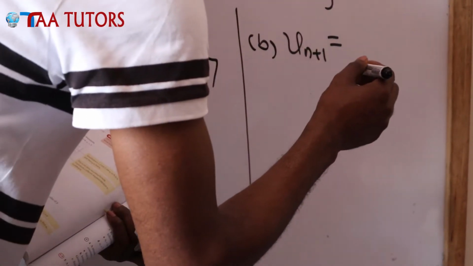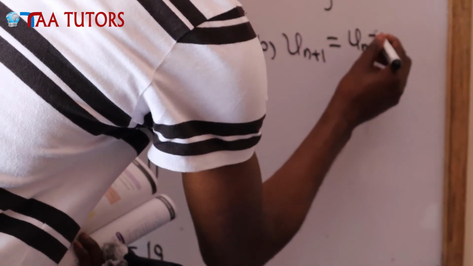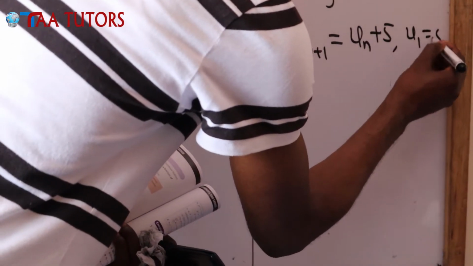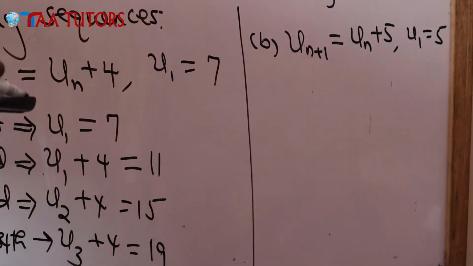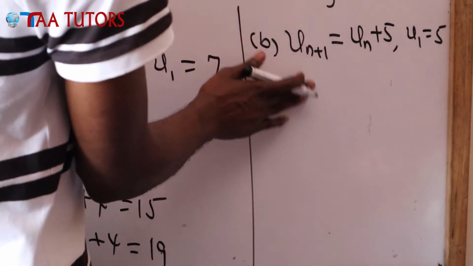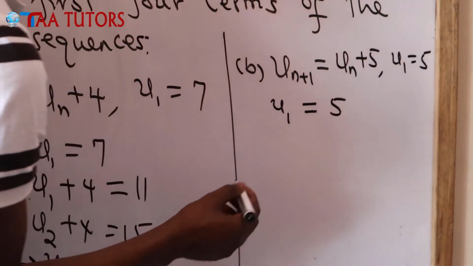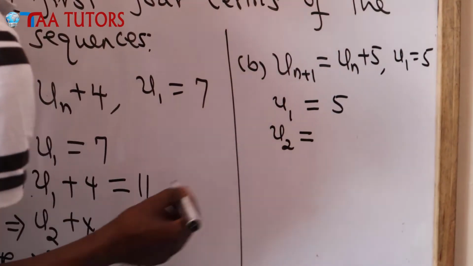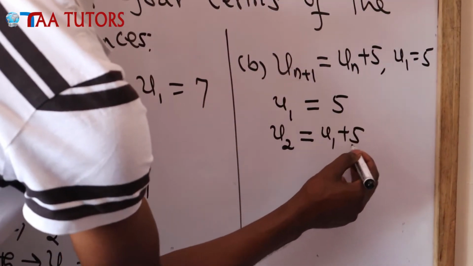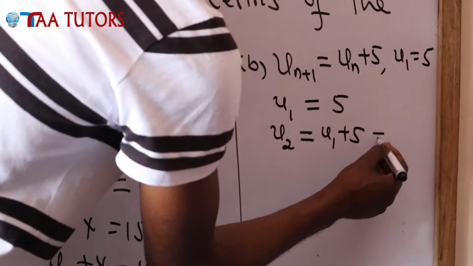But B here you are told the sequence is un plus 1 equals un plus 5, where the first term equals 5. So this is almost similar to what we have done. What we do here is the first term, as usual, u1 equals 5. So u2 will be u1 plus 5, which is 5 plus 5, actually 10.